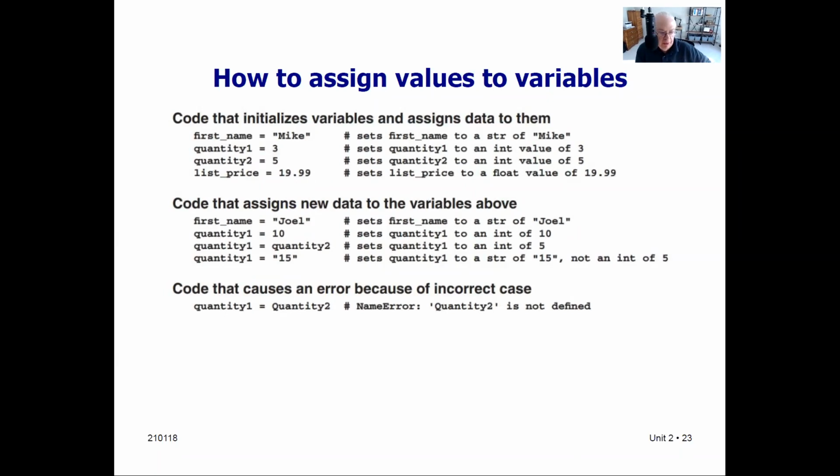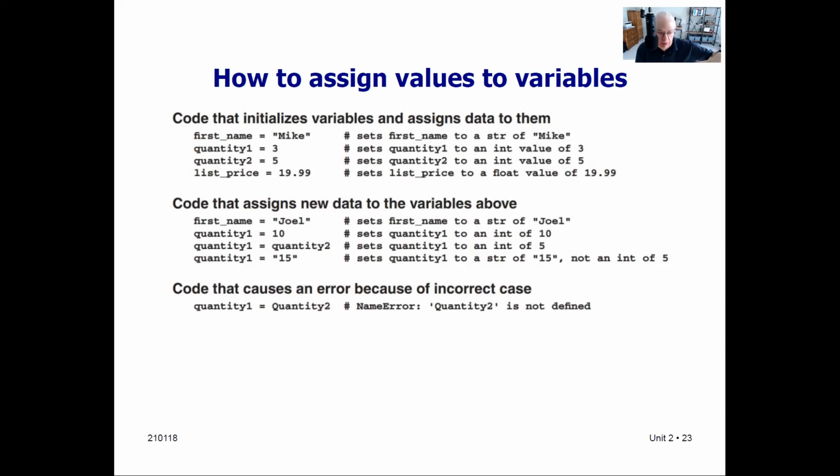Slide 23 gives us some examples of establishing, initializing the data value and the data type in some variables. First name equals Mike, and you can see it's a string because we have the quotation marks. Quantity 1 and quantity 2 are integers because we have an integer to the right of the assignment operator. And list underscore price is a float because we have a decimal point. So 19.99 automatically makes it a float. And we're soon to learn that floats are not always our friends. That does present some problems.